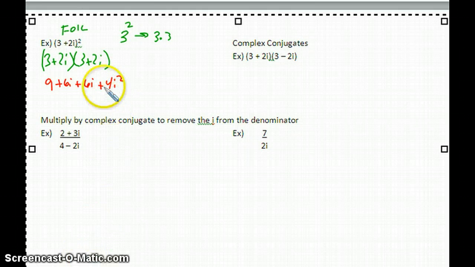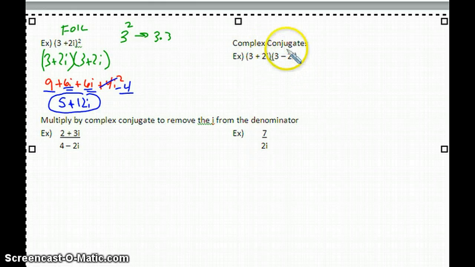And remember, we said that i squared is negative 1, so this would really become negative 4. Combining like terms, that would make 5. And combining like terms in the middle, that would make 12i. That's in standard form, so that would be my final answer.